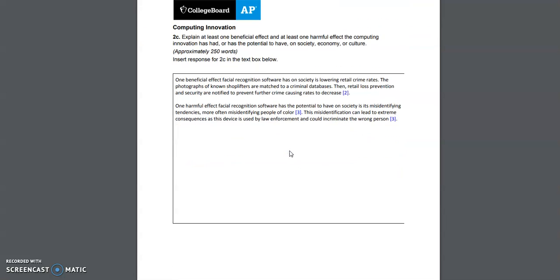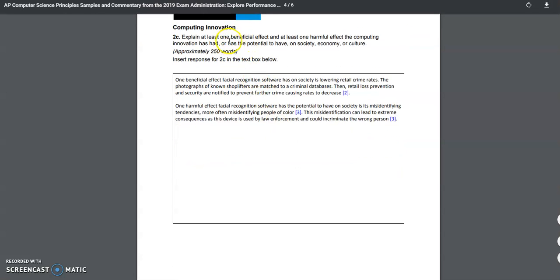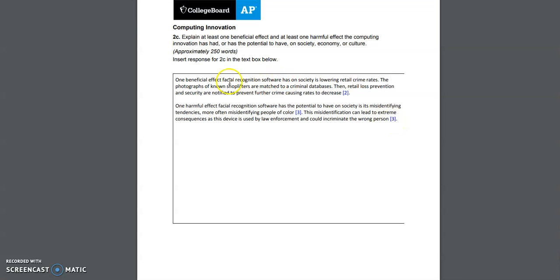Okay, 2C, you have to talk about one beneficial and one harmful effect the innovation has had or is having on society, economy, or culture. And here's their response. Notice their references to their research, and they did a good job of breaking beneficial and harmful into two separate paragraphs there.